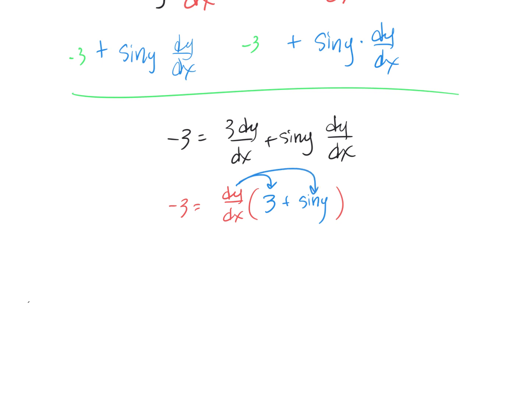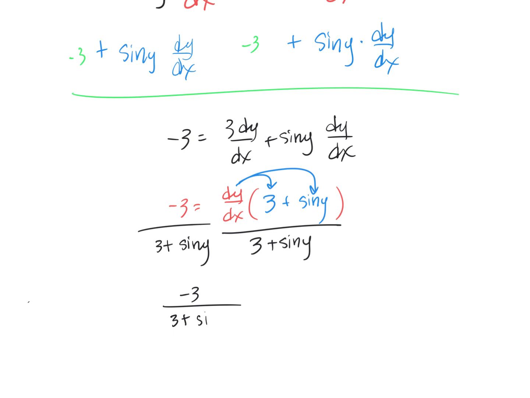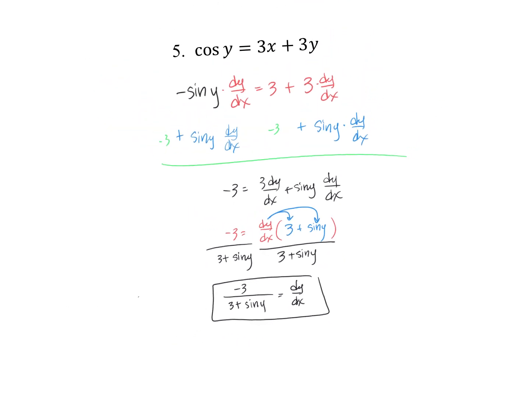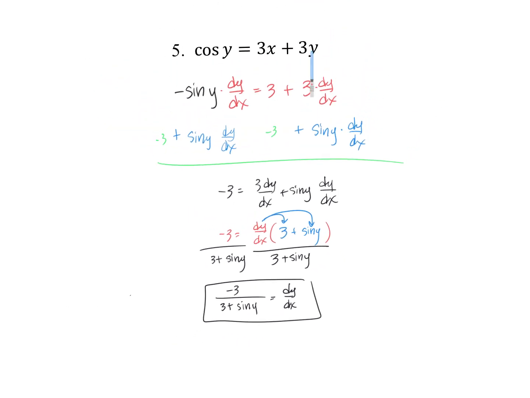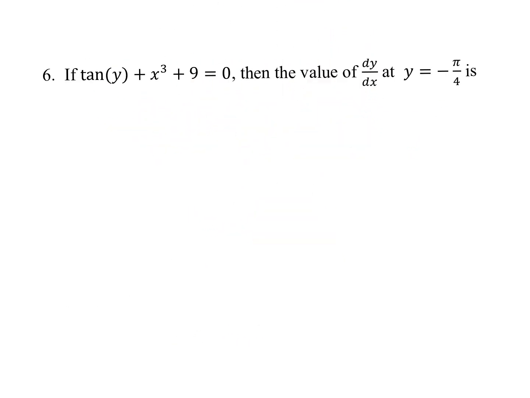And then how do I get dy/dx by itself? I have to divide by what it's being multiplied by, which was 3 plus sine of y. My final answer is negative 3 over 3 plus the sine of y. And that's my slope. That is the slope of this curve anywhere. Okay, we got this, people.